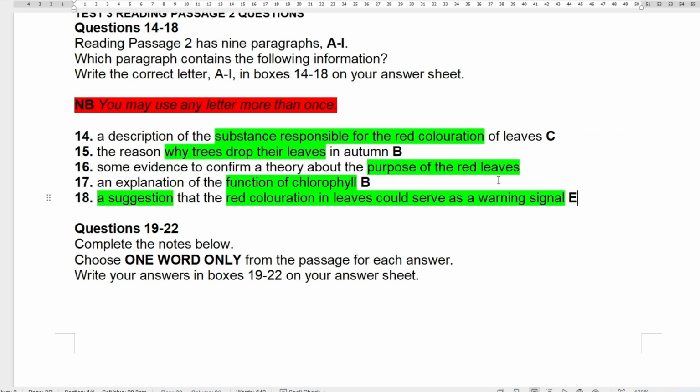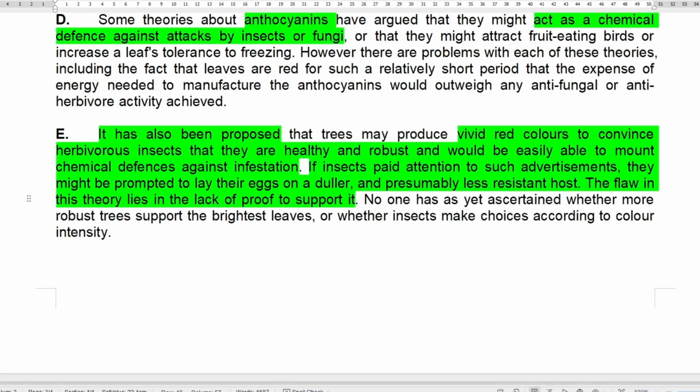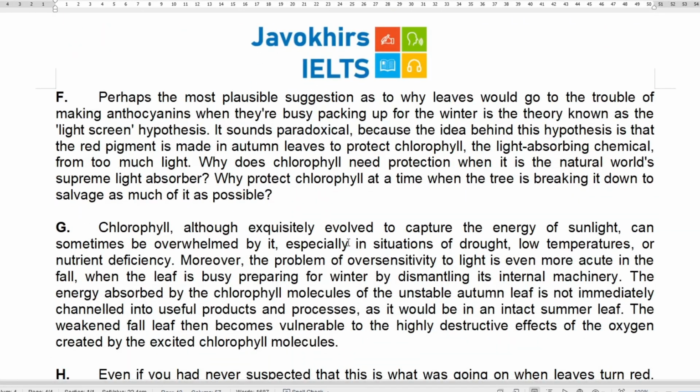I really believe that I'm doing it correctly. Some evidence to confirm a theory about the purpose of the red leaves. Okay, now, purpose of the red leaves. Now, what do we have in paragraph F?